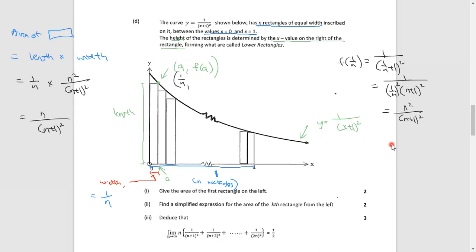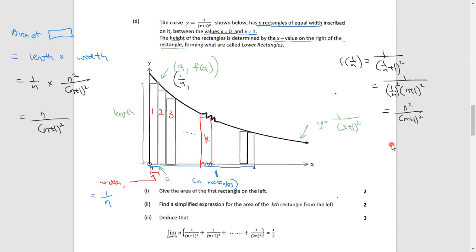Part 2 then asks you to find a simplified expression for the area of the kth rectangle from the left, and then to deduce the last part, which probably is where we're going to bring in the other concepts. Okay, so we're now going to basically do this, but for a kth rectangle. And I'll just sort of draw this out. So this is rectangle 1, this is rectangle 2, this is rectangle 3, and you want it for the kth rectangle. Right?